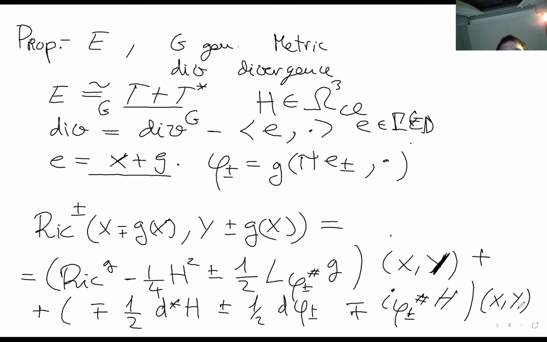And this is a completely explicit formula for the generalized Ricci tensor with arbitrary divergence. You see, one interesting thing about this formula is that if the divergence is not there, what I mean is that if E is zero, then this generalized Ricci tensor corresponds to the Ricci tensor for the nabla plus and the nabla minus connection, which are the connections with total skew symmetric torsion, either plus H or minus H.